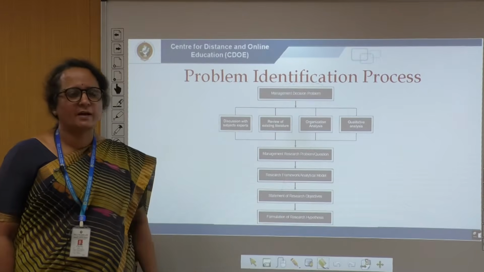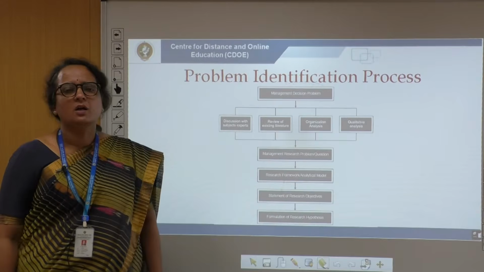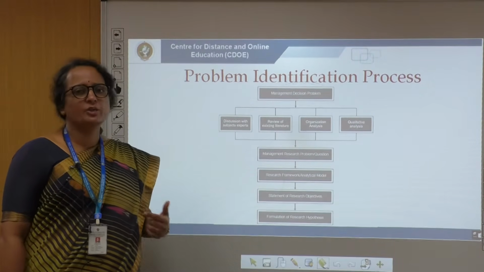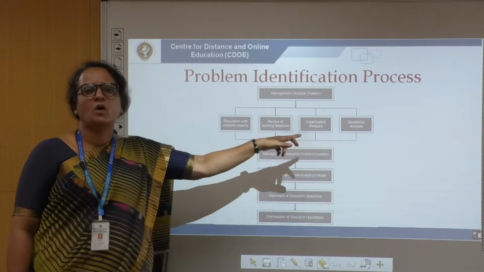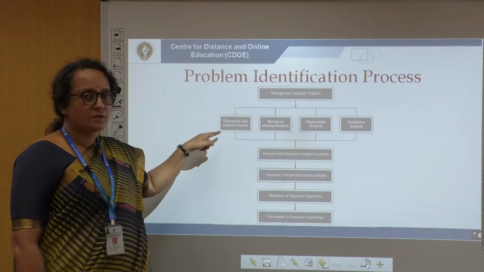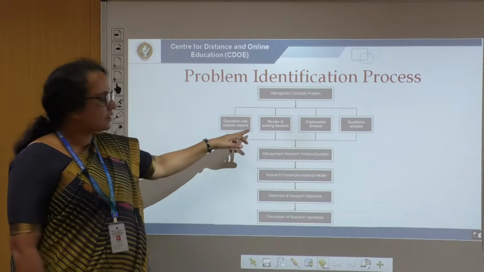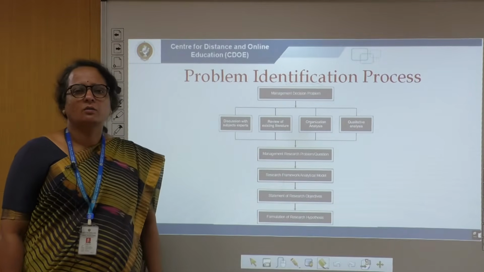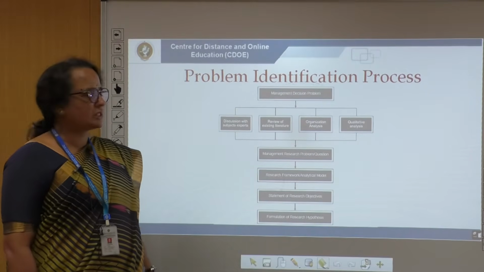First, the decision problem will be identified by the decision maker, and that decision problem will be communicated to the research team or research agency. The research agency will visit the organization which is facing the problem, and a lot of activities will be carried out by the researcher. One is they discuss with the subject experts concerned to that problem situation to thoroughly understand the nature of the problem. They may also review existing literature; all the secondary sources will be identified, and a thorough literature survey will be carried out by the researcher.